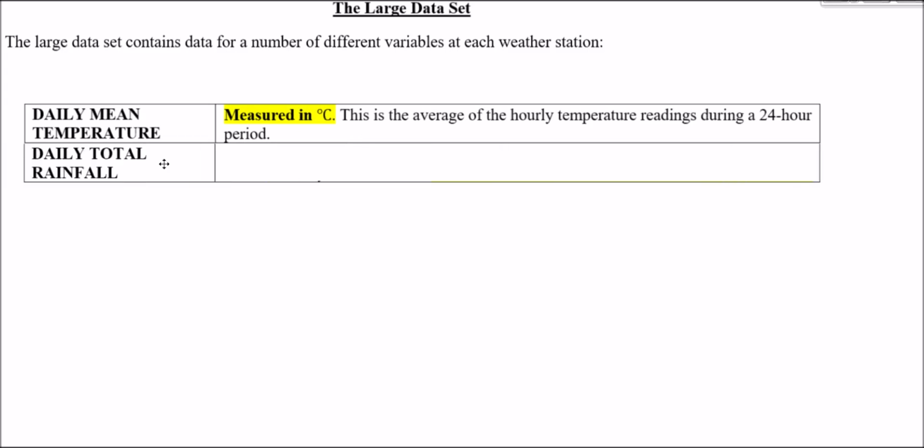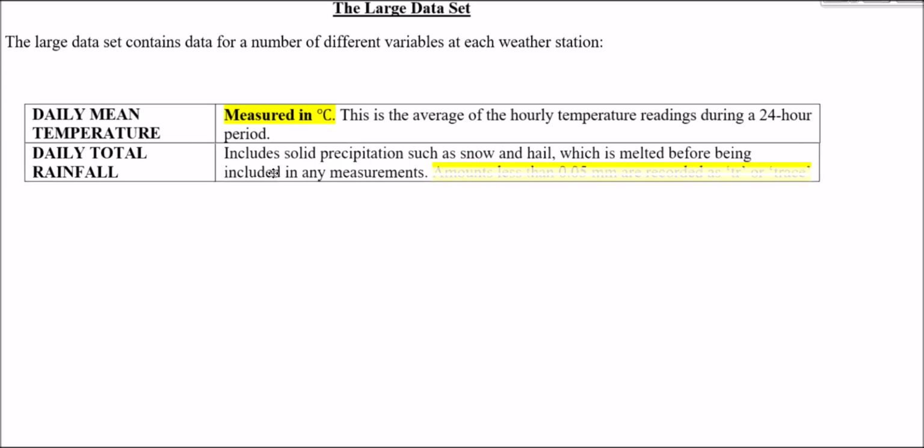The next thing is daily total rainfall. This is going to include solid precipitation such as snow and hail, which is melted before being included in any measurements, of course. Measurements less than 0.05 of a millimetre of precipitation are so small, they're just recorded as TR, or trace. It just means an amount of rainfall which is so negligible, it's barely worth even mentioning at all.